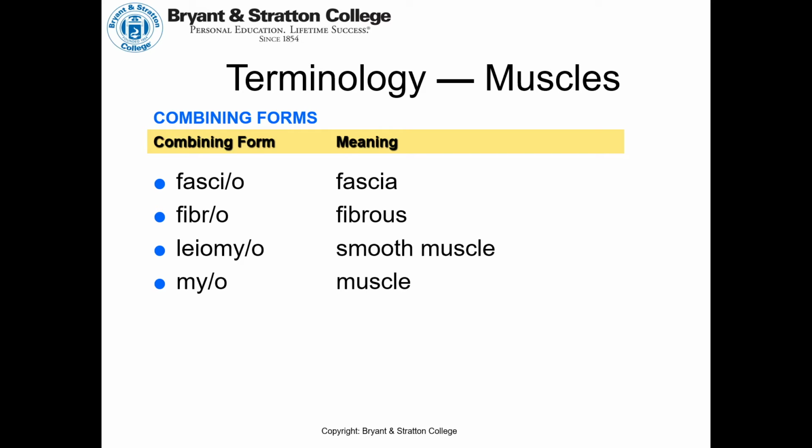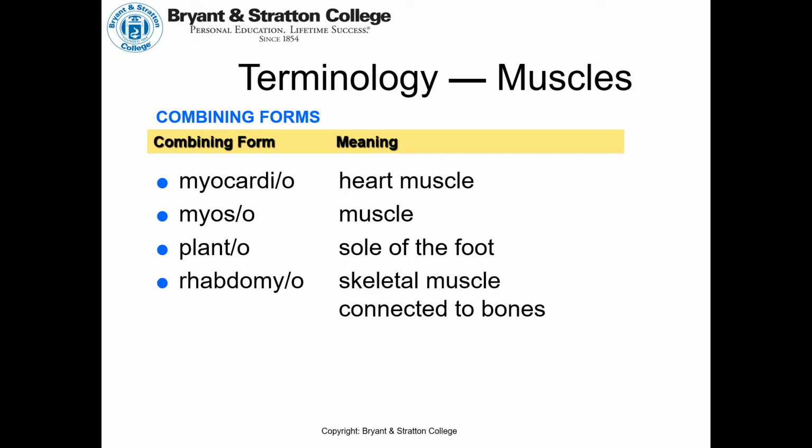Fascia, fibro, fibrous. Leiomyo is not very commonly used. It indicates specifically smooth muscle, whereas myo in general just indicates muscle. Myocardio is heart muscle, so you might see something like myocarditis. Myo, another term for muscle. Planto, sole of the foot. Rhabdomyo is skeletal muscle that is connected to bones. You might see something like rhabdomyolysis.